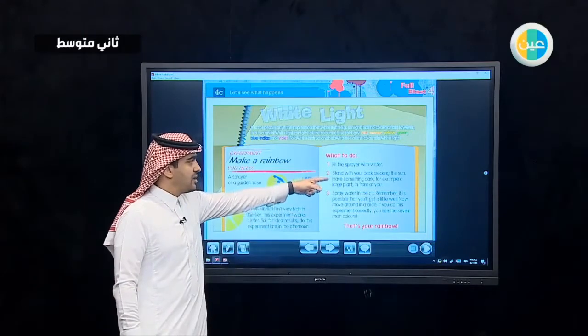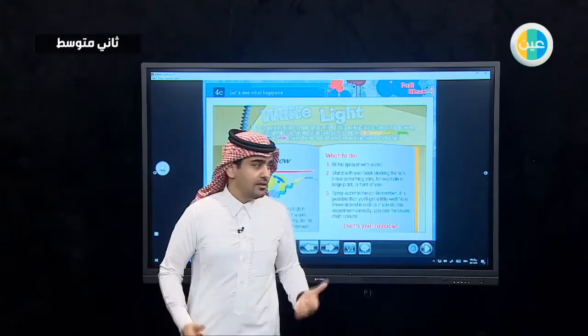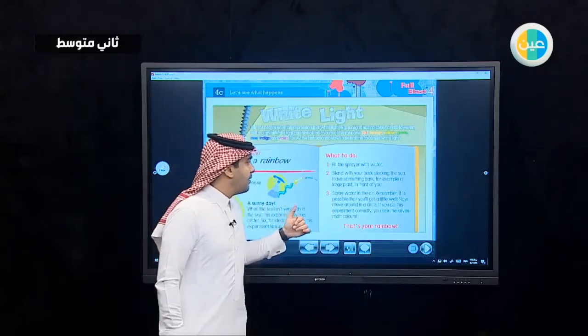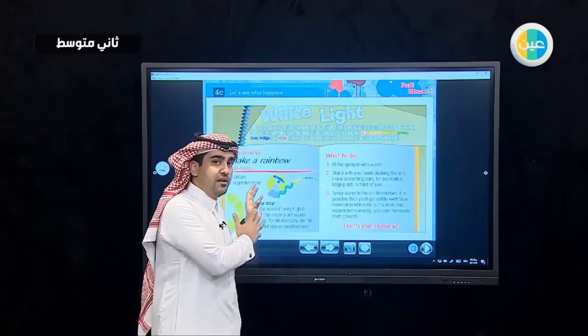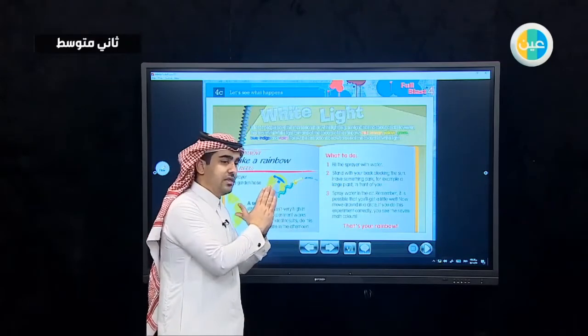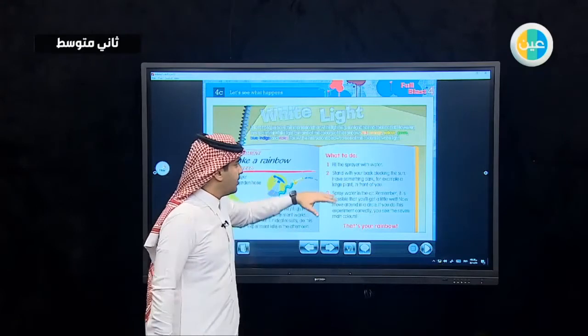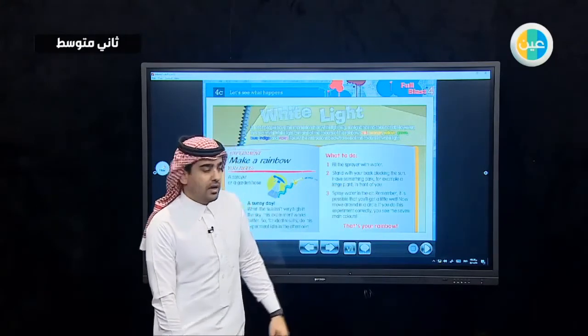The second step is to stand with your back to the sun, okay? The sun should be behind you. Or put something to block the sun. Block means to prevent the sunlight from coming. Block, يمنع, okay? For example, a large plant in front of you.